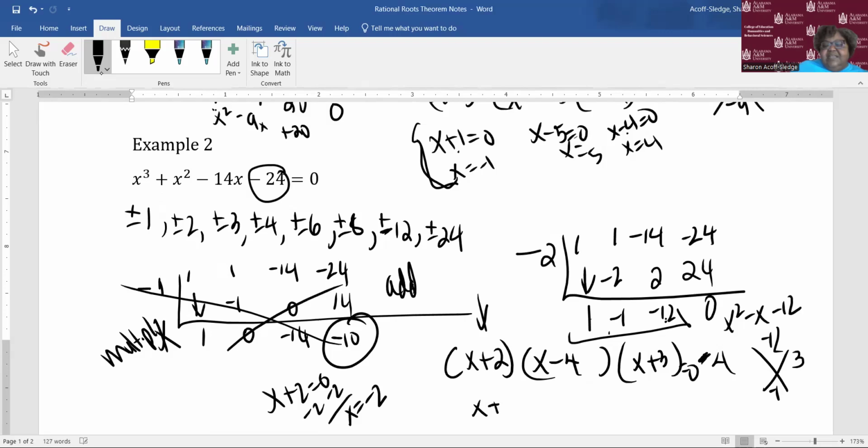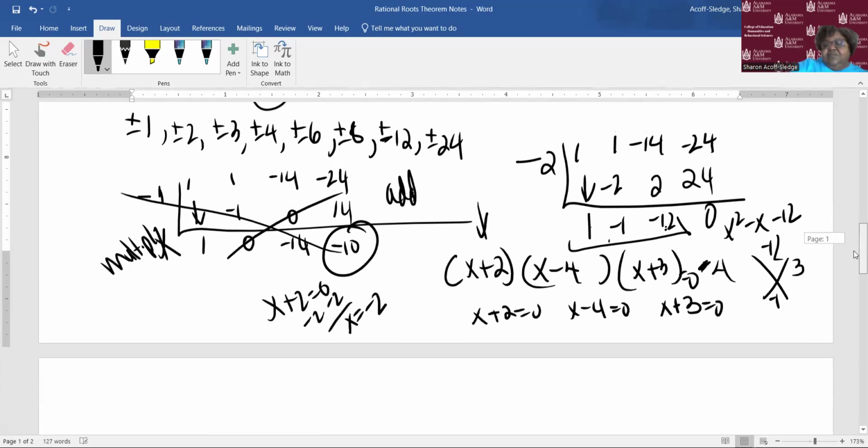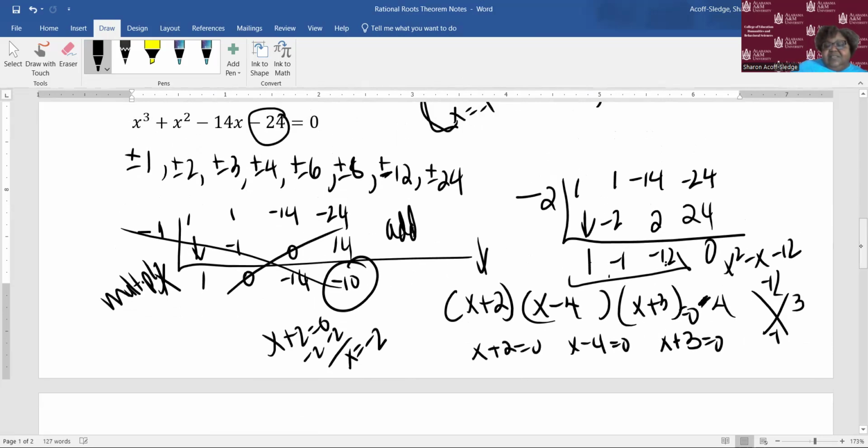And then when we set each of these equal to 0, we're going to get our roots. Remember, the zero products property says if two or more factors multiply to 0, then either one or all of those factors are equal to 0. So this is going to be x equals -2, add 4 to each side, x equals 4, subtract 3 from each side, x equals -3. We started out with a cubic equation, and we have 3 real solutions. Now, sometimes some of those solutions could be imaginary.